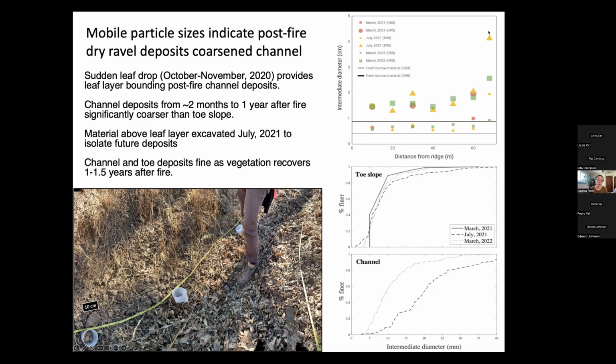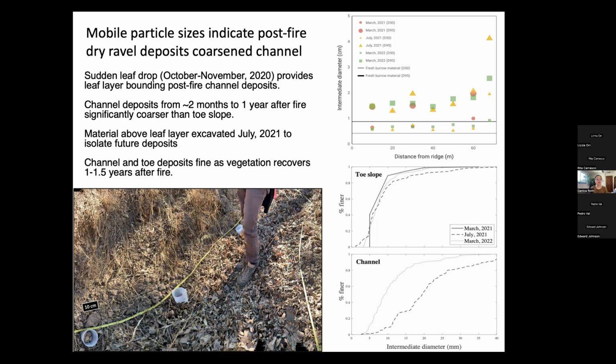You can also see the median, 50th percentile, and 90th percentile grain sizes for each of our cross-slope transects by distance from the ridge line, for our 3 different study collection times.